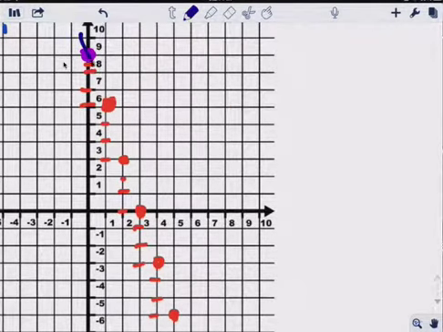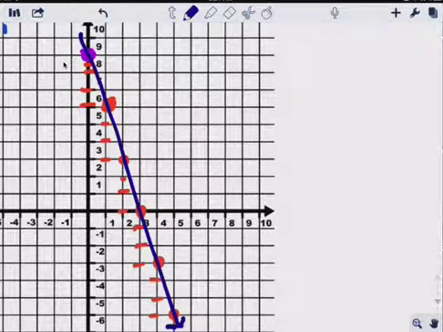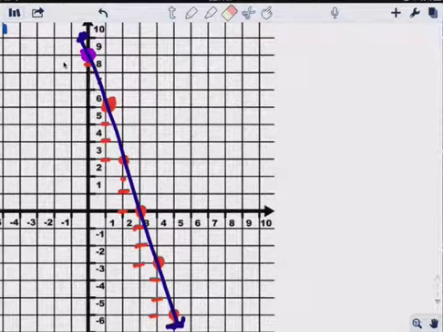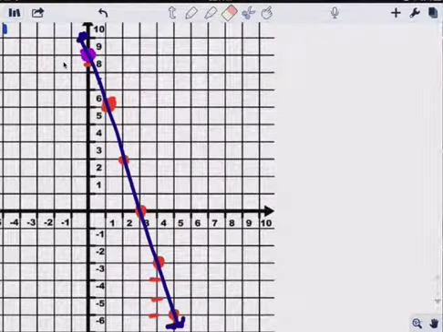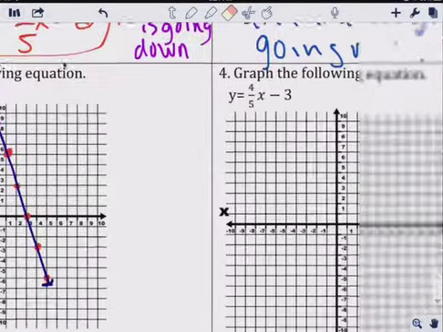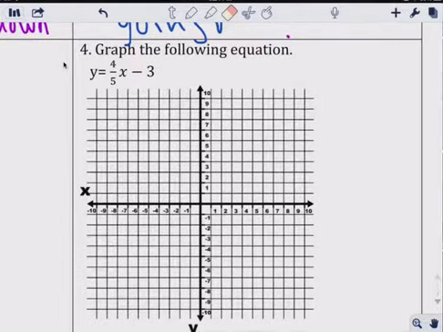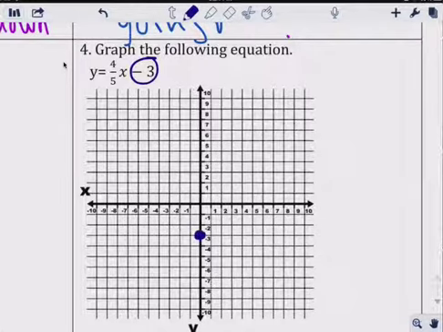Okay, right there. And then erase the little dots, and you have the graph. So right here, the y-intercept, the most important, the starting point is negative 3 right there. Okay. From there, you use, this is your slope right here.